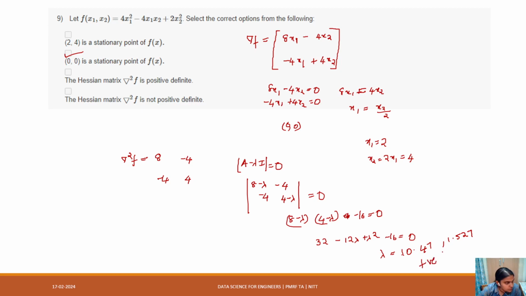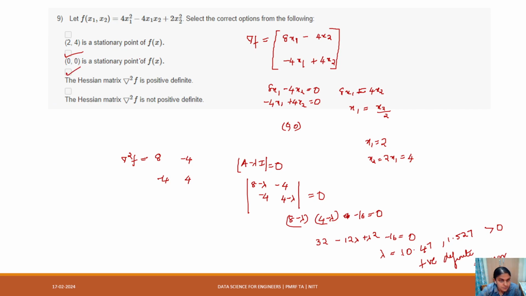I think one of you is unmuted. Okay, so you have got this like positive definite. Meaning since the eigenvalues were greater than 0, that implies a minimum function. So you can say the Hessian matrix is positive definite.